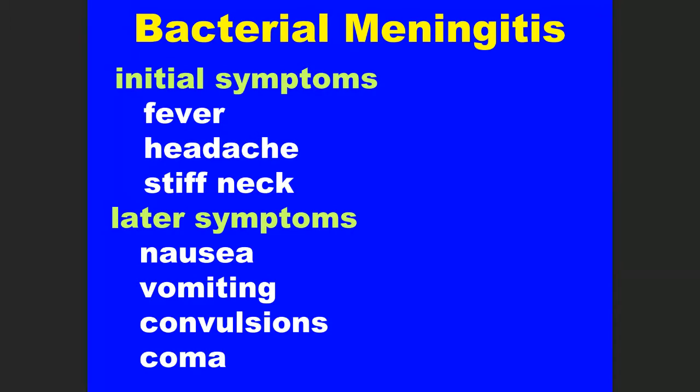And the reason I'm talking about that is because a lot of the initial symptoms can be misleading. A lot of the initial symptoms resemble the cold or the flu. A person might have a fever and a headache. But then the symptoms progress into a stiff neck, and that stiffness in the neck is usually a result of the inflammation in the meninges. Later symptoms include nausea, vomiting, convulsion, and even coma. And people can, of course, in very severe cases, die from bacterial meningitis.